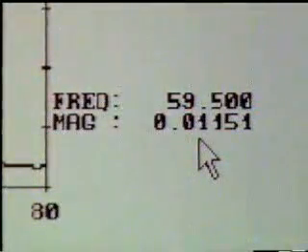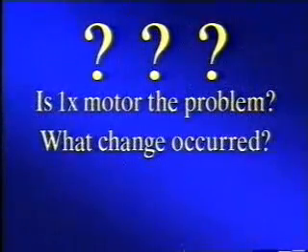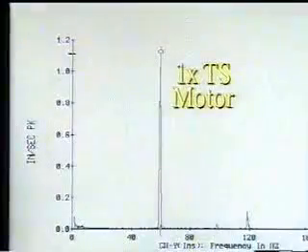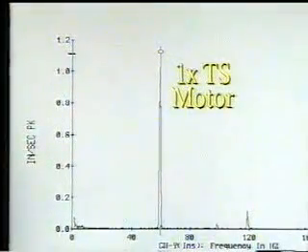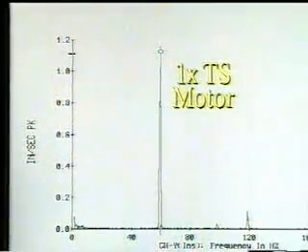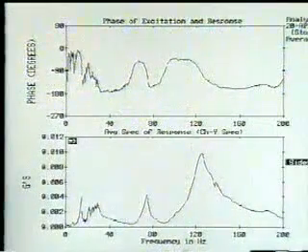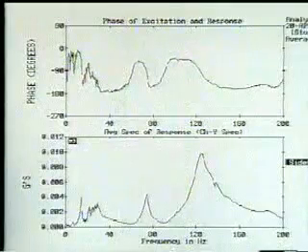New questions now arise. Is the 1 times turning speed of the motor the cause of the problem? If so, what change occurred in the machine to cause this? Where are the resonant frequencies? Since the data indicated that 1 times turning speed was the possible cause of the problem, the decision was made to gather impact data to determine the resonant frequency. Phase data was provided using a multi-channel analyzer.